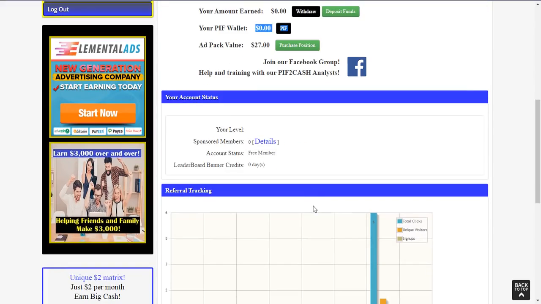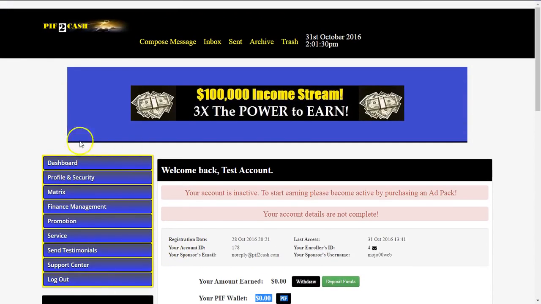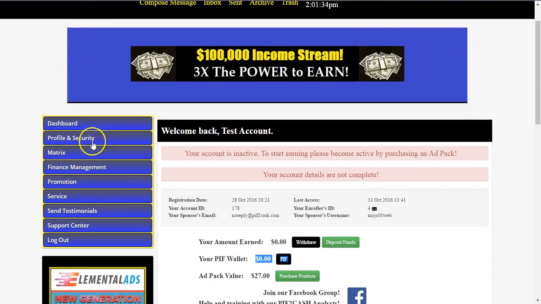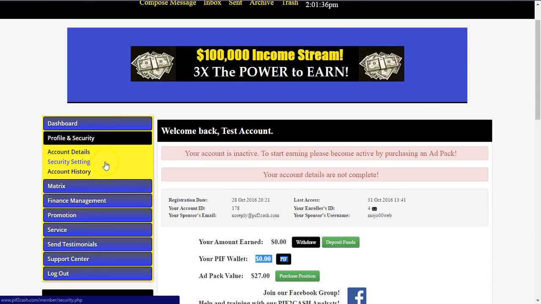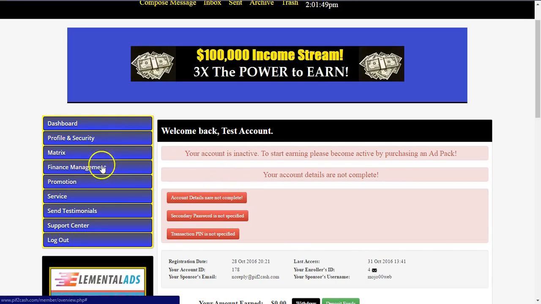All right, so I just wanted to keep you up to date with that. We're going to go over here to the dashboard and to the left-hand menu and take a look at that real quick. You got your profile, security, account details, security settings, account history. Again, a lot of that stuff is right here in the account details. That's where you're going to update all of that information. So just to let you know where that is, that's under profile and security.